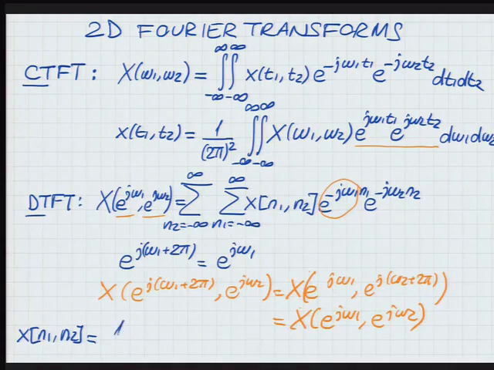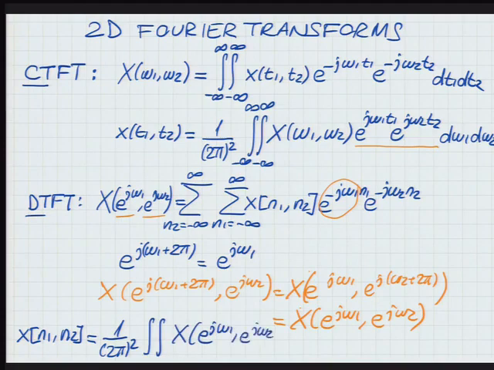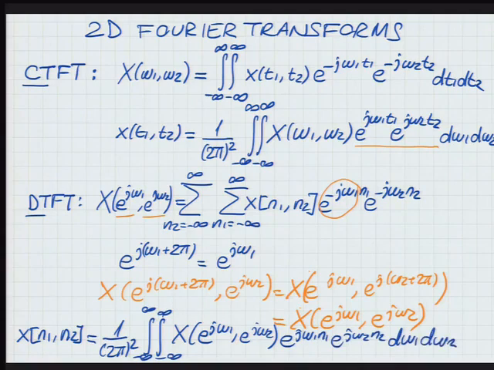So to get the signal back, again, you multiply by 1 over 2 pi squared, and then do a double integral. Integral because we're integrating over the Fourier transform, which is continuous. And we need to multiply with e to the j omega 1 n1, e to the j omega 2 n2, d omega 1, d omega 2. All right. So similar questions arise as to whether or not these integrals converge.